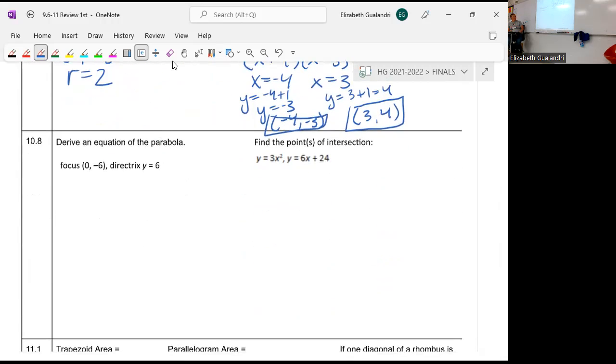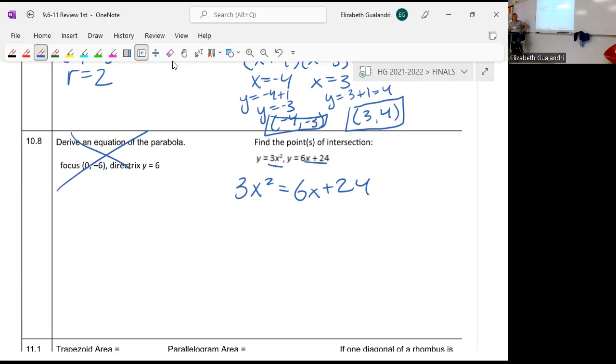Again, in the interest of time, because I wrote this, we're going to skip this. I know you guys are so sad about that. Intersection though, if you have them both equal to y, you just set them equal to each other. So if two things equal the same thing, they equal each other. The 3x squared is equal to 6x plus 24.